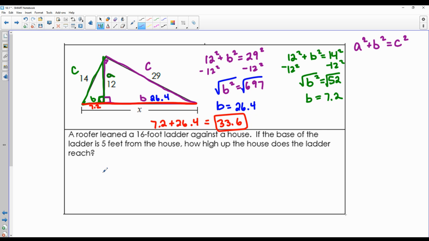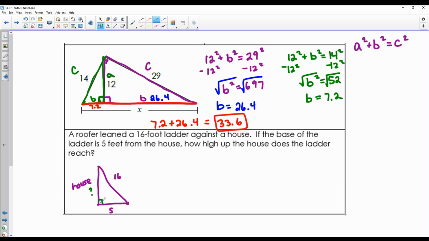Okay, so we're going to assume that our house is perpendicular to the ground. So here's our house over here. I can't draw a house, but there's your house right there. We're leaning a 16-foot ladder. So here's our ladder right here. Whoops, nice and straight as well. It's 16 feet. We're leaning it up against the house. And it tells me that the base of the ladder, so here's the bottom of the ladder, is 5 feet away from the house. We want to know how high up this house that ladder reaches. Okay, so again, we've got a nice, lovely right triangle.